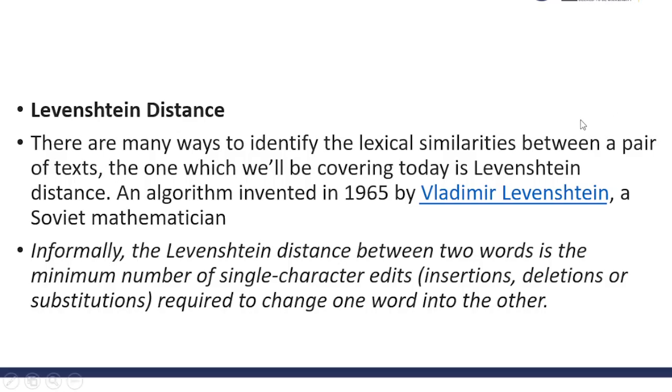Now let us see what is Levenshtein distance. Levenshtein distance is an algorithm which was developed by Levenshtein. It's a very common algorithm, and it helps me to understand the minimum number of edits that will be required. Edits can be insertion, deletion or substitution to change one word to another word.